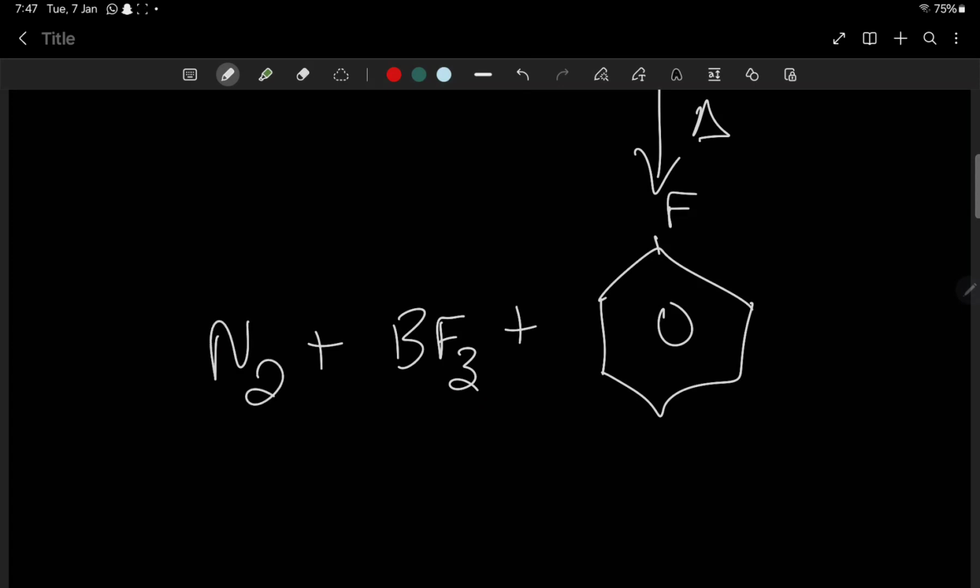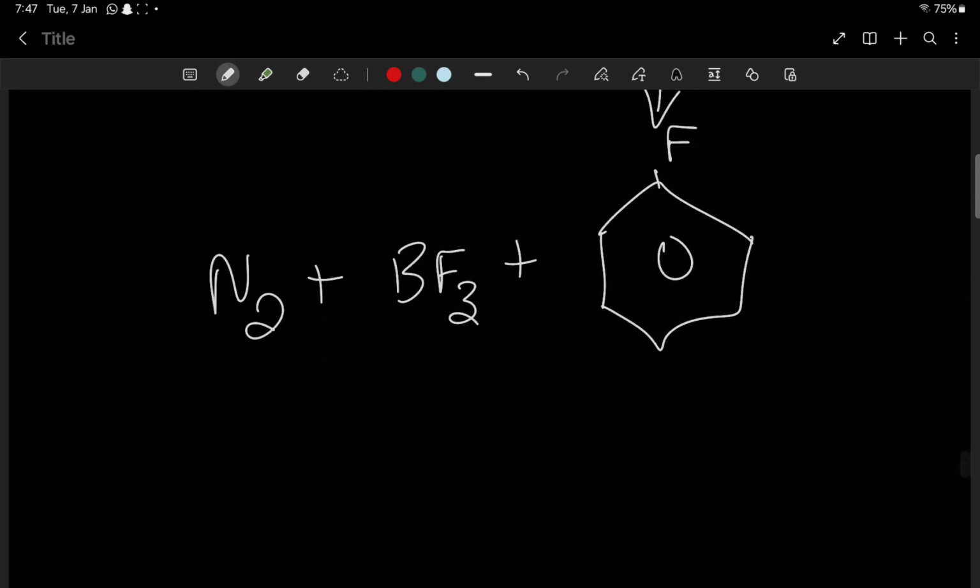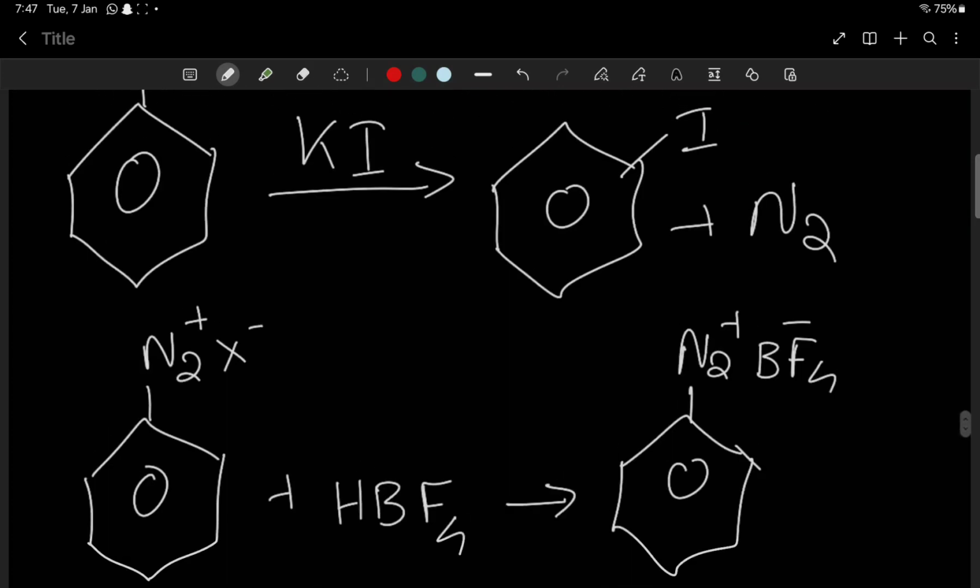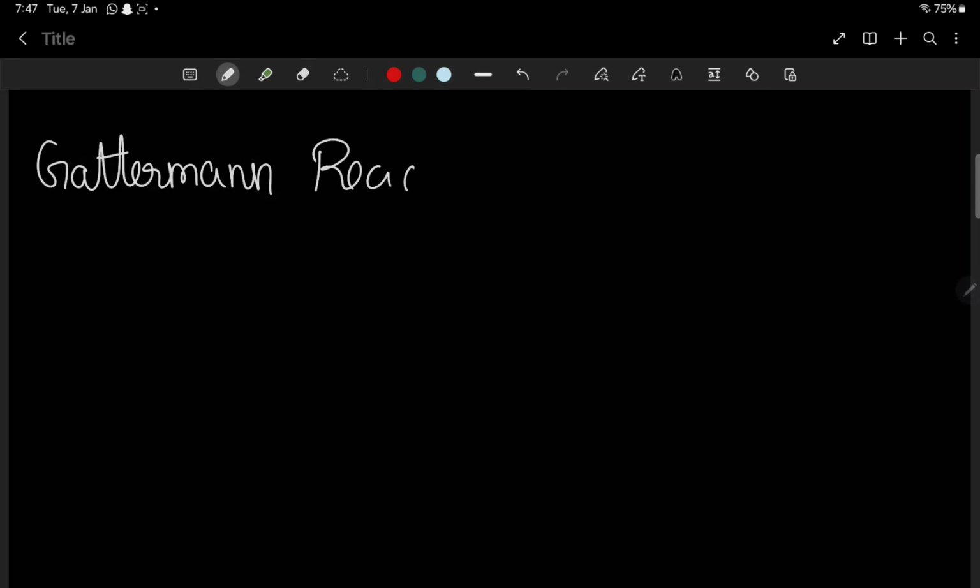Simple. Now another reaction is there, the Gattermann reaction. Not Gattermann-Koch, it's just the normal Gattermann reaction. This reaction is also given in your amines chapter. It is not given in the haloalkane and haloarene chapter, but it's given in amines. So we are writing it here.